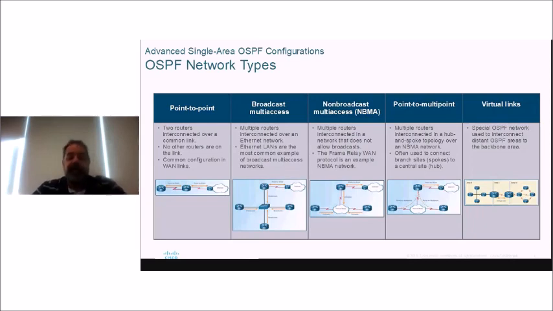On broadcast multi-access networks, of course, like an Ethernet network, there is the possibility for lots of routers, and that's when lots of adjacencies can mean lots of link state updates, and so it can take up a lot of bandwidth for not necessarily the most efficient use of that bandwidth. Non-broadcast multi-access networks are actually for wide area networks, and Frame Relay is the most common one for that.